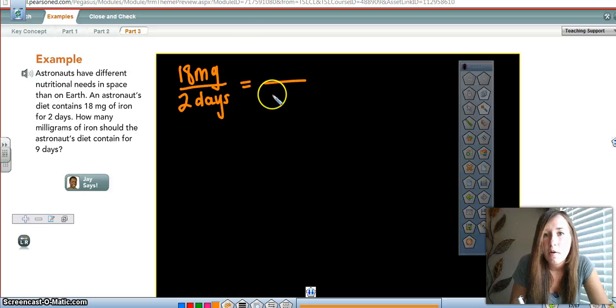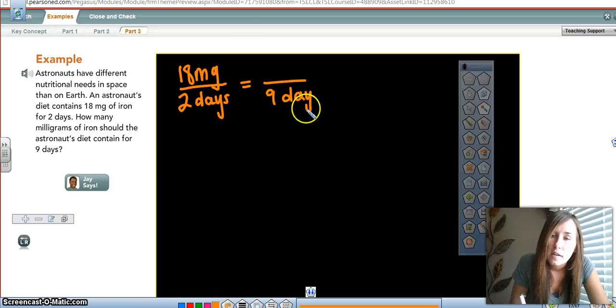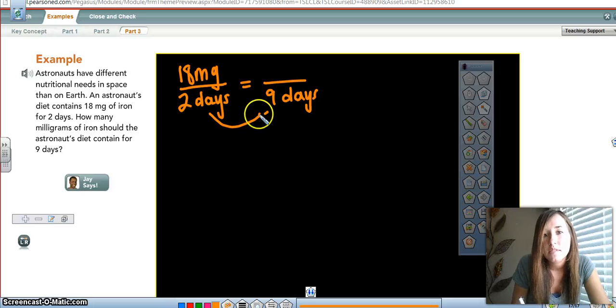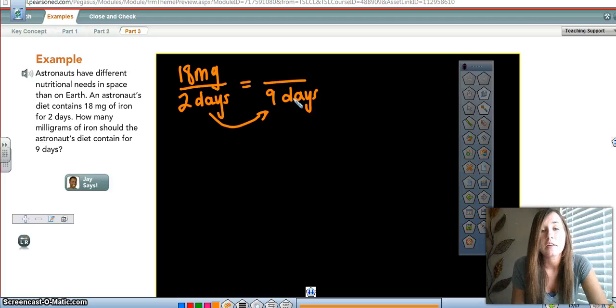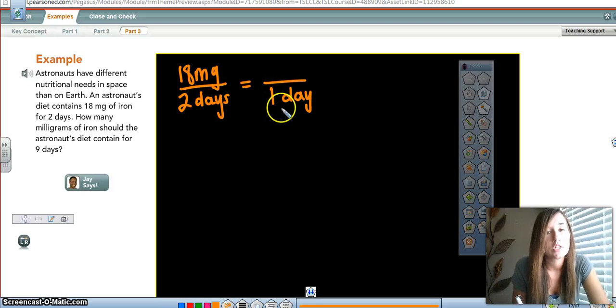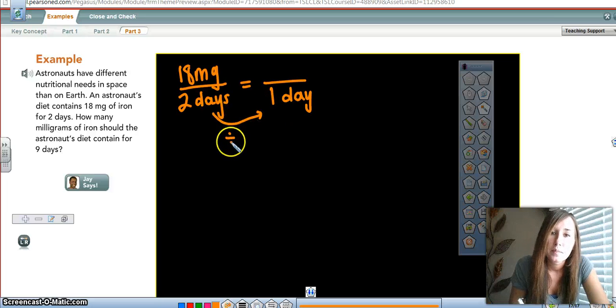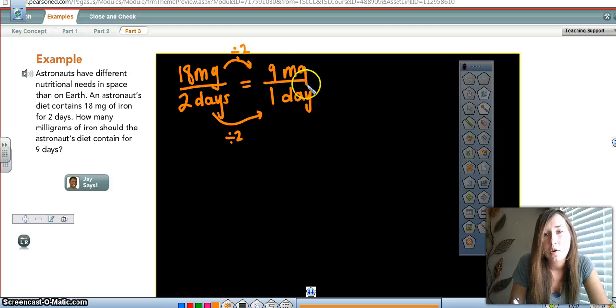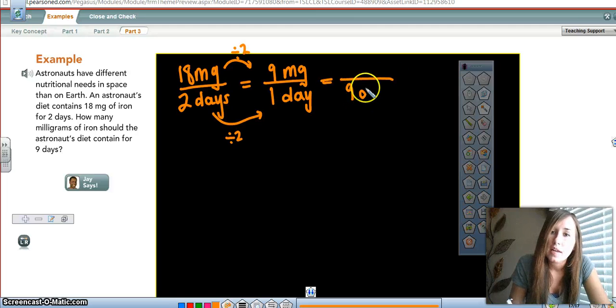Well, if we try to figure out how much for 9 days, we would attempt to multiply 2 times something to get 9. And there's a number, it's just not a nice one. So if instead we find the unit rate first, this could really help us solve the problem. So if it's 18 milligrams for 2 days, how much is it for 1 day? 9 milligrams per day is our unit rate. And we really want to know how much in 9 days.